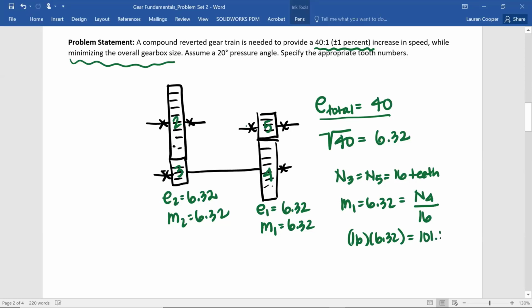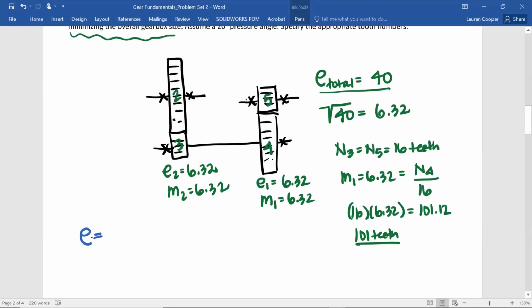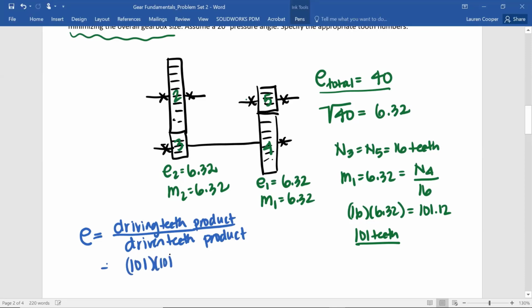is 101.12. So let's go with 101 teeth and see if that works, because a smaller number of teeth means a smaller gear, and we're trying to minimize the gearbox size. So how do we check this? So the product of the driving teeth over the driven teeth, I should say product. So 2 and 4 are the drivers, so we'll say 101 times 101 divided by 16 times 16.